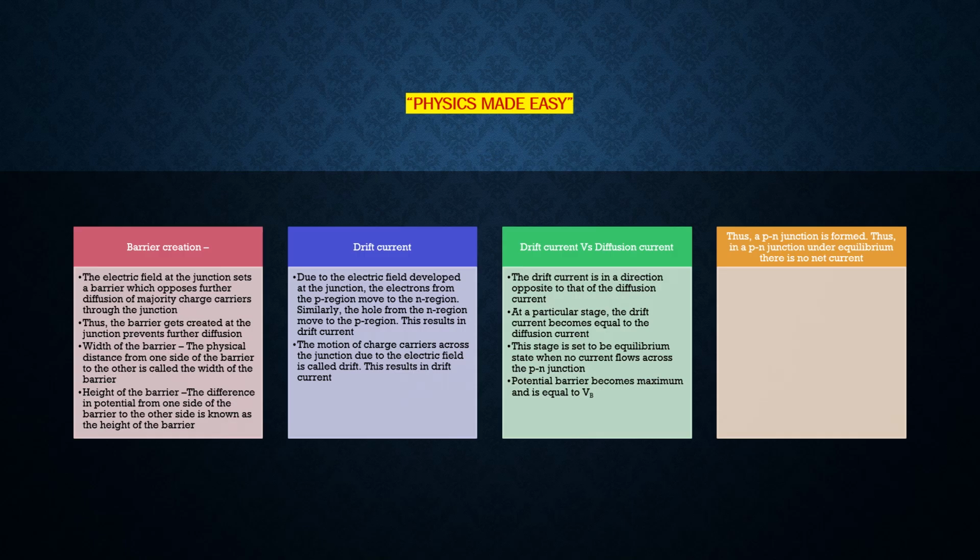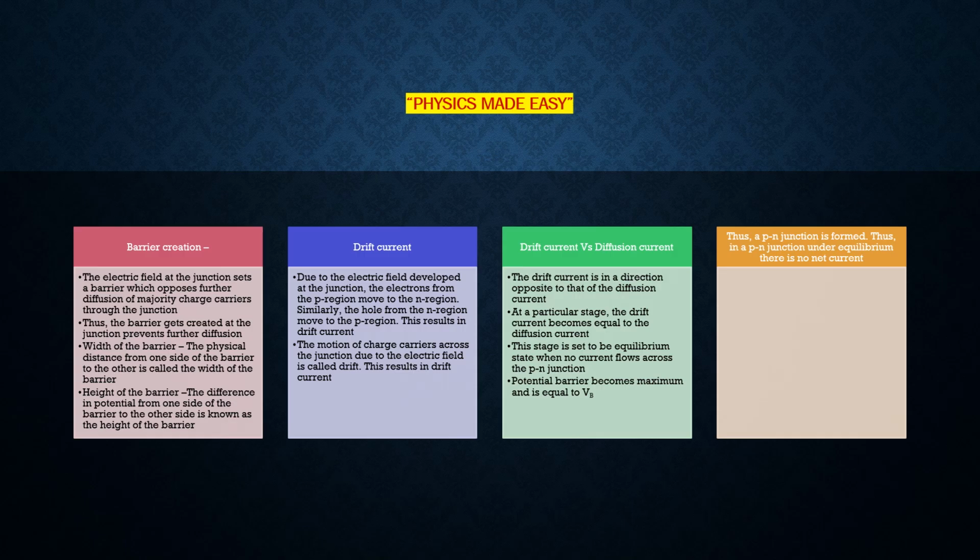Due to the electric field developed at the junction, the electrons from the p region move to the n region. Similarly, the holes from the n region move to the p region. This results in a current, and that current is due to the drift, so this is known as the drift current.